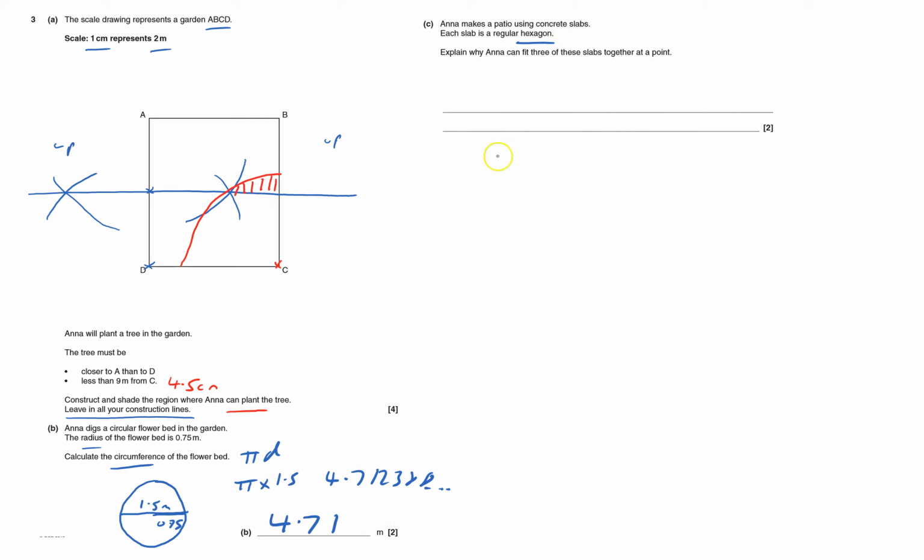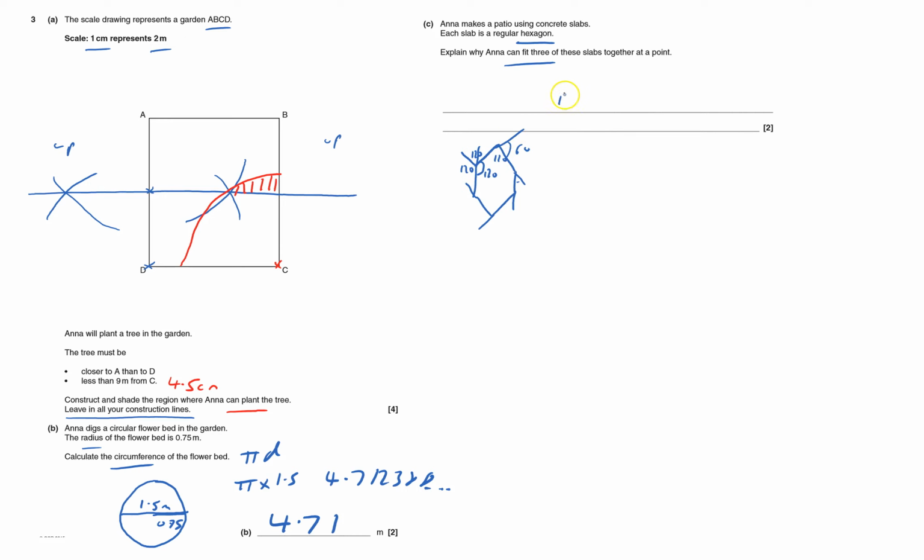Each is a regular hexagon. So a hexagon looks like that, 1, 2, 3, 4, 5, 6. Explain why she can fit 3 of these together at a point. Well, I need to find out what that angle is there. I know it's got 6 corners going around the outside, so the outside angles of those, each one will be 60, so each inside one is 120. So if I get 120 there, and that's 120, and that's 120, then that'll make 360, which will be good.